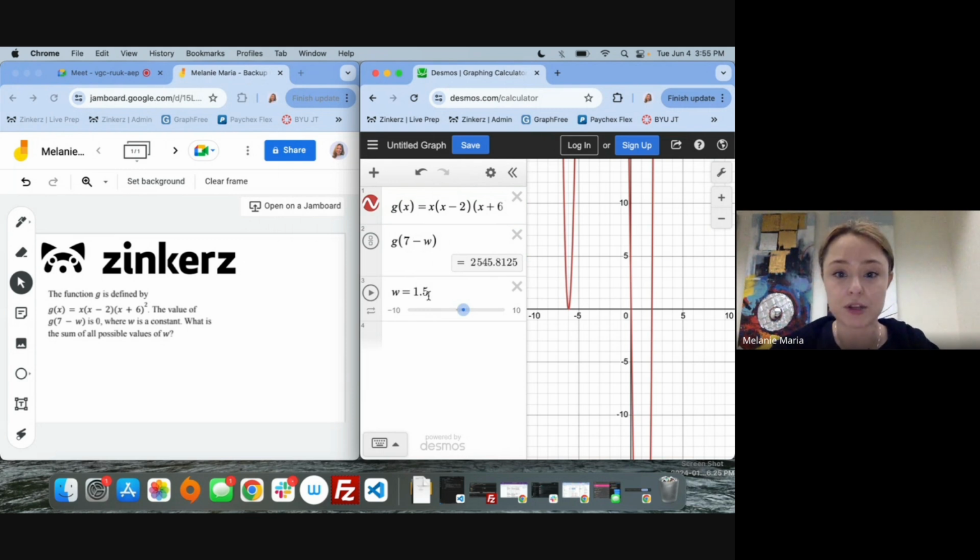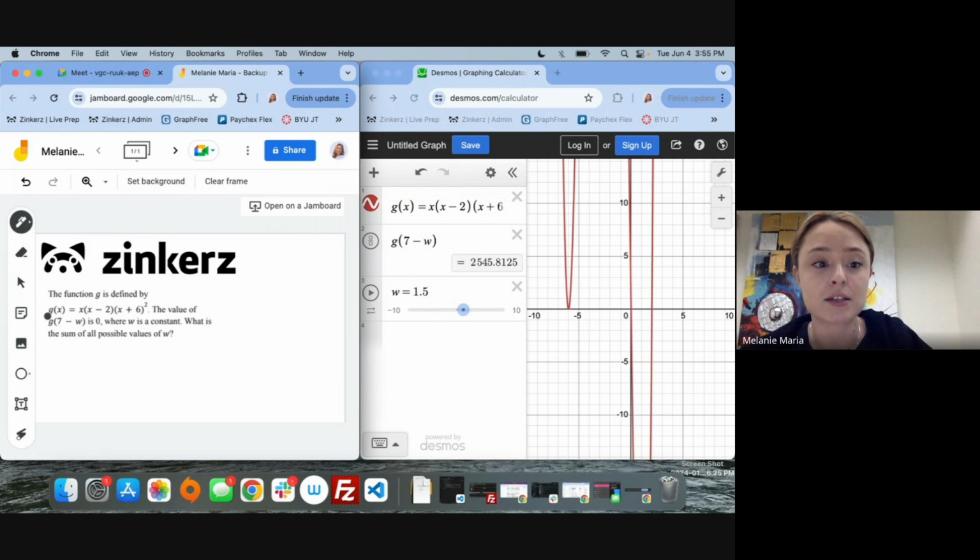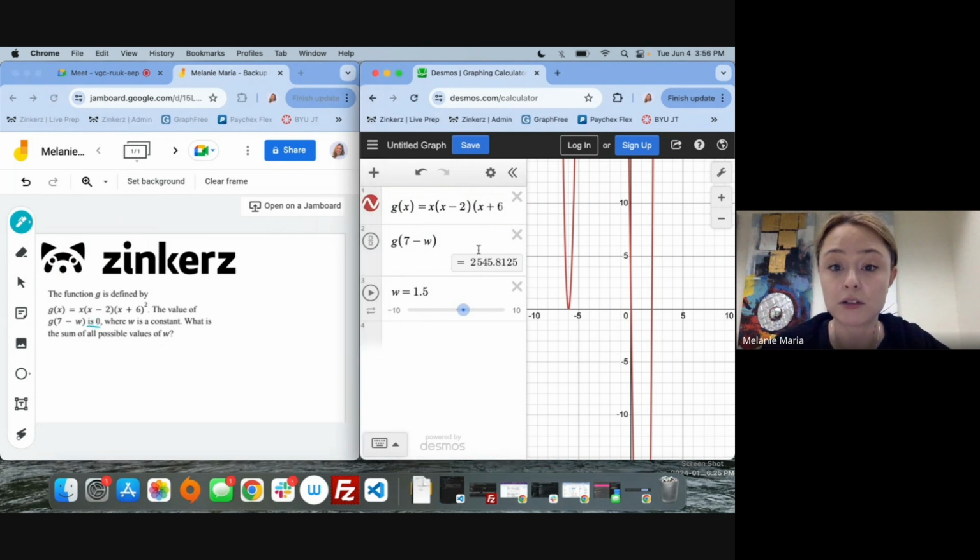What we're mostly focused on is where g of 7 minus w makes that value equal to 0. So the value I'm looking for here, you can see it's 2,545 and a little bit more. I want that to be 0. And we can see here, what is the sum of all possible values of w? That might be a hint to us that there's more than one value of w that's going to make g of 7 minus w equal to 0. So let's see what we can find out here.